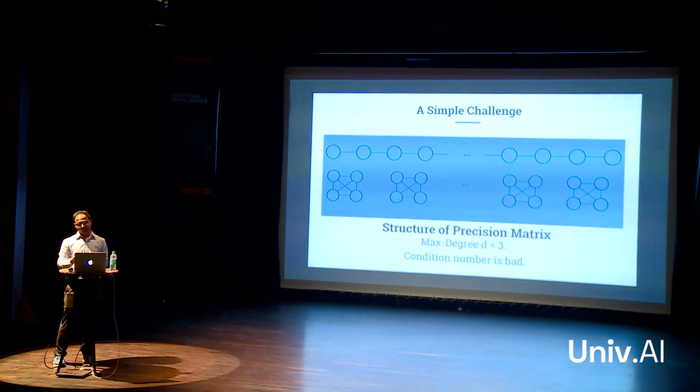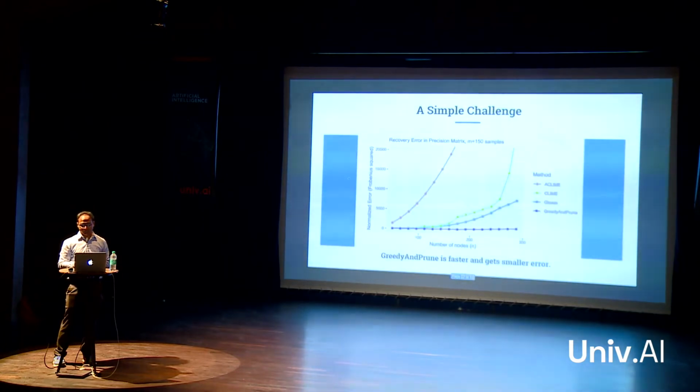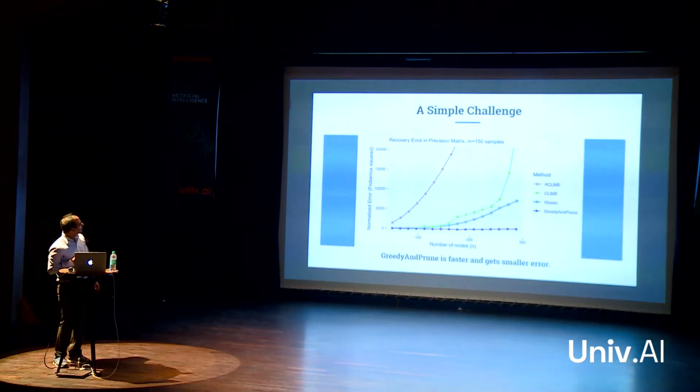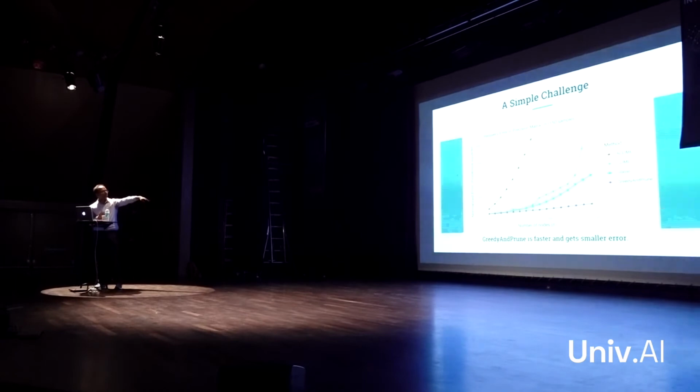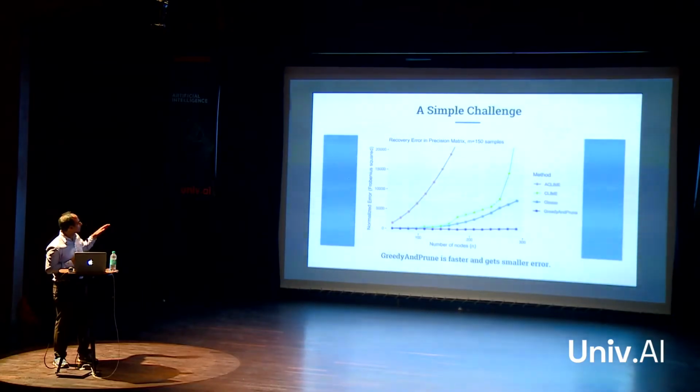And it's not just that the theory doesn't apply. When you actually test the existing methods, they perform poorly, right? So here is a plot of what happens for the error in recovering the precision matrix on this simple toy graph for the various methods. So our method, greedy and prune, is shown in purple here. As you can see, it's really laying flat, whereas other popular packages like Glasso and CLIME, their error is much, much higher. Okay, it is growing with the number of nodes.